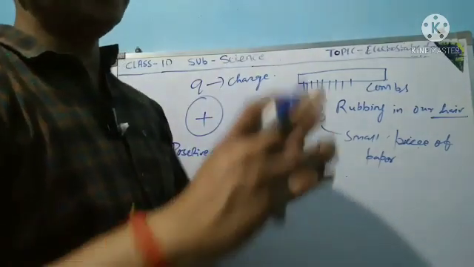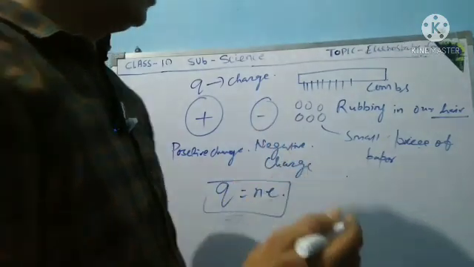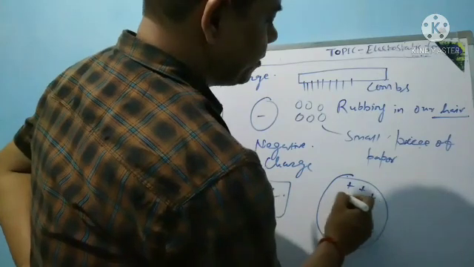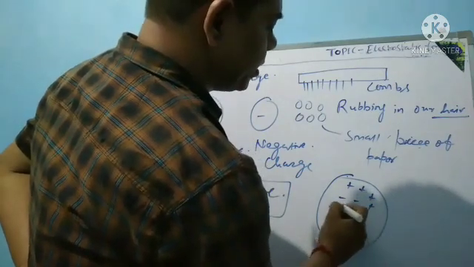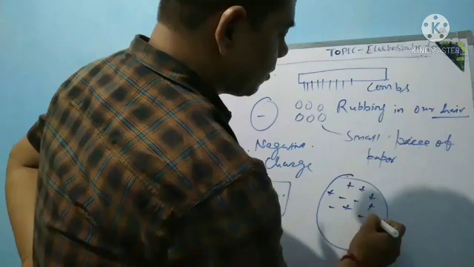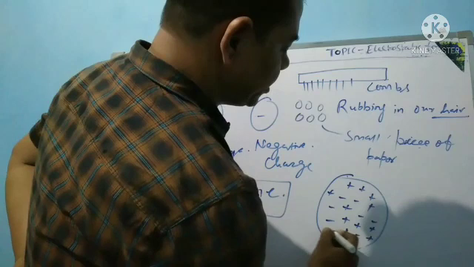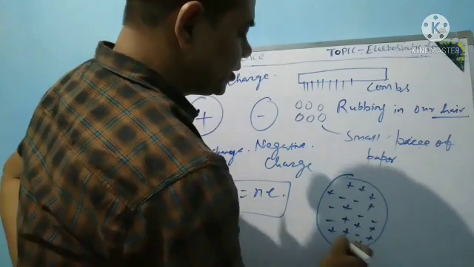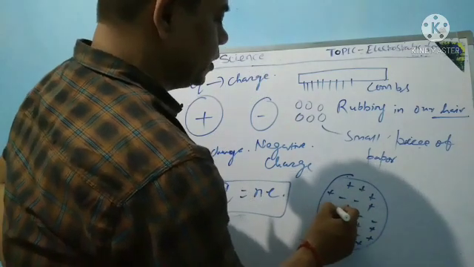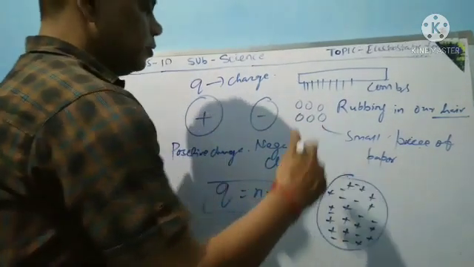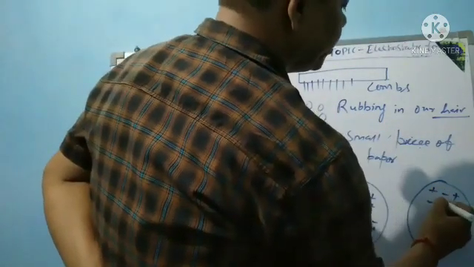Charge is always in a spherical form. Whether the charges are plus or minus, they are present in a spherical form. These charges are available in any spherical type of charge.